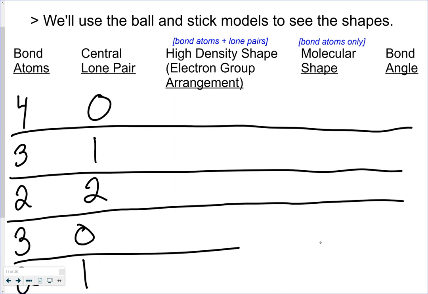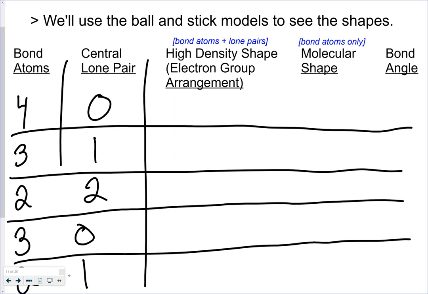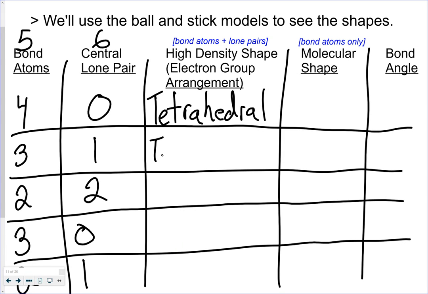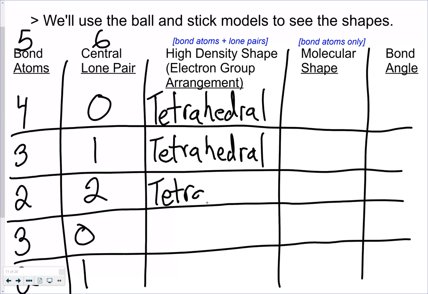And then we're going to fill in our chart. In your notes, you should have a nice chart that you can fill in as you go through these notes. So the high density shape, these take into consideration the bonded atoms as well as the lone pairs. Anything that 5 and 6, this being 5, this being 6, if you add those up and it equals 4, it is going to be tetrahedral. So this is tetrahedral as well, and this would be tetrahedral as well.